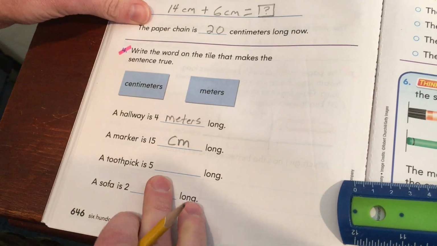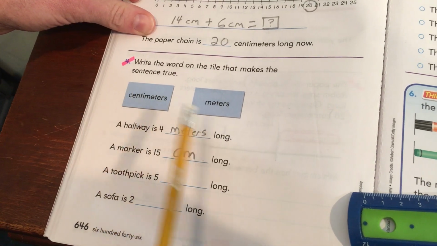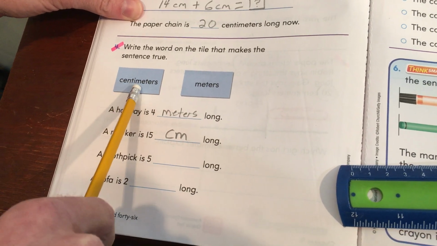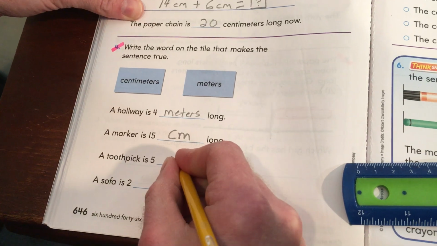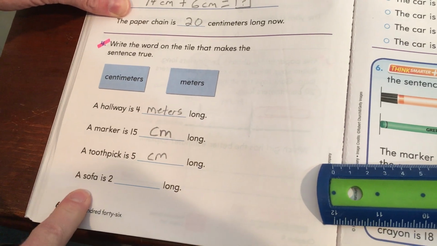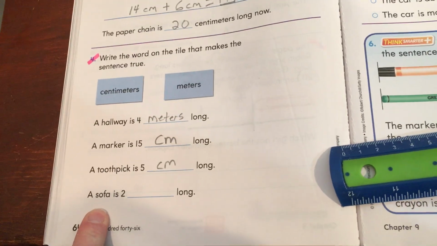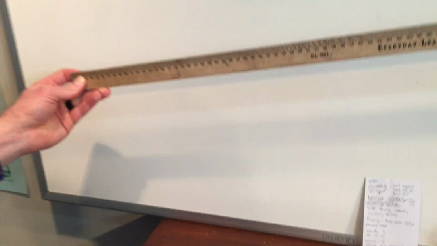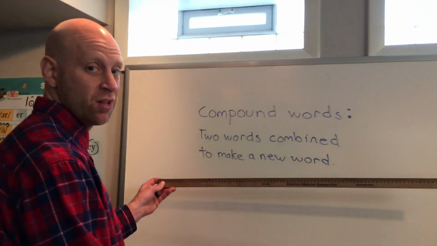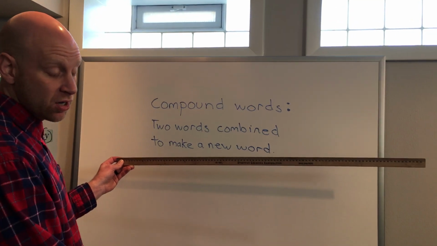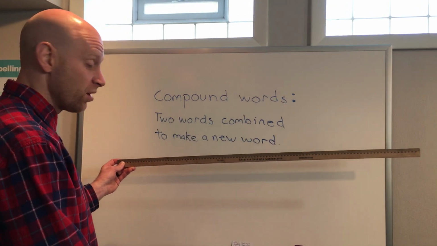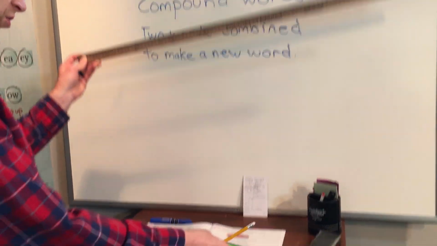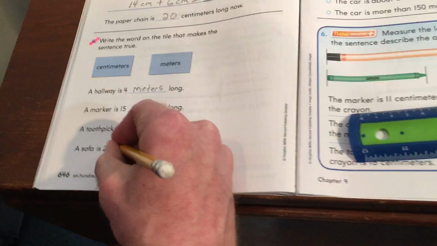A toothpick. Now, we don't even have to measure that one. We know toothpicks are small. Centimeters are used to measure smaller objects, so I'm going to go with cm. A sofa, or in our case down here, a futon. The other day, we measured with our meter stick. A sofa that's 2 meters long is maybe more of a love seat, but still, unless you're an ant, you're not going to have a sofa that's 2 centimeters long. So meters would make the most sense.